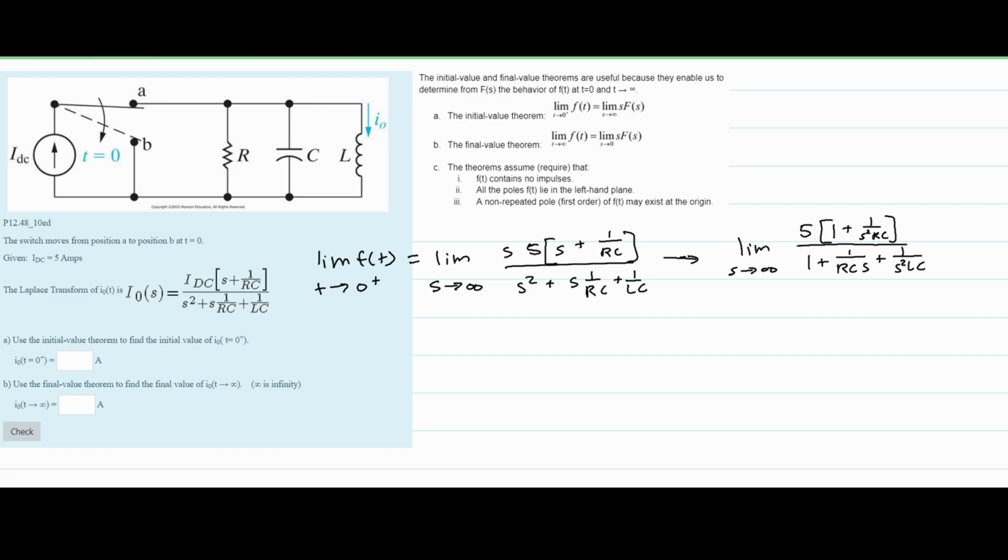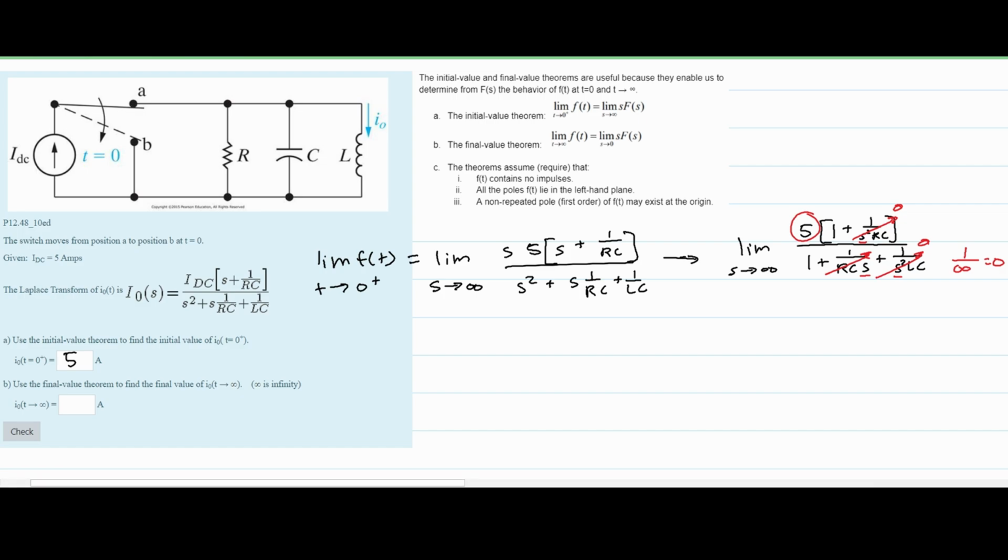Now we know that these parts all have infinities in the denominator. If we have any constant number divided by infinity, we know it's going to be 0. There's the rule that 1 over infinity is equal to 0. So this is 0, this is 0, and this is 0. That means our answer here is 5, and so the answer for part A is 5 amps.